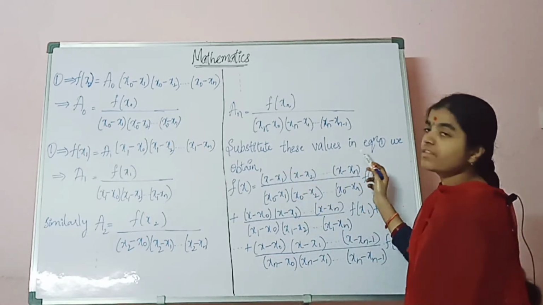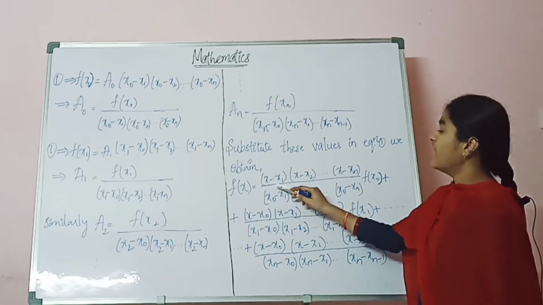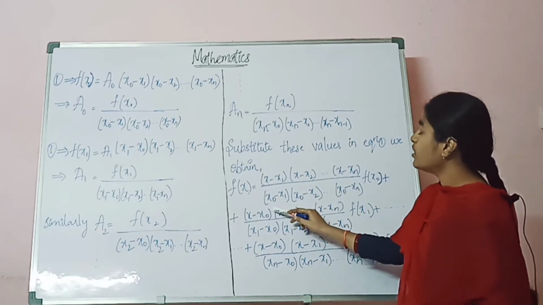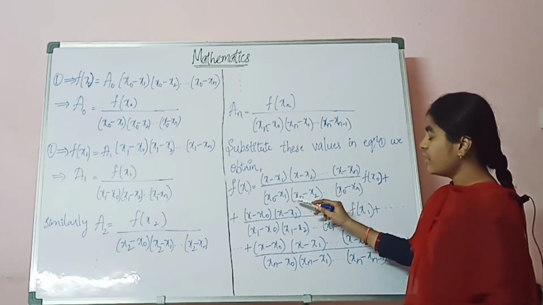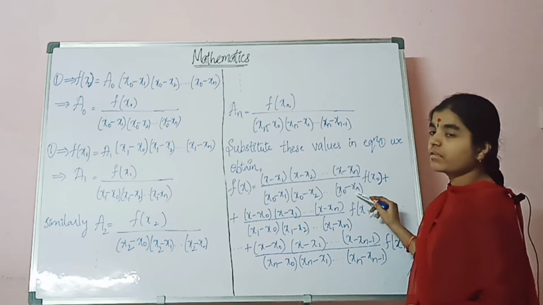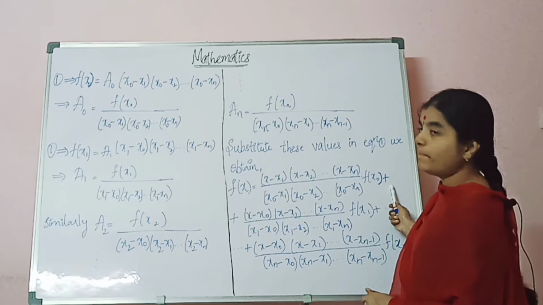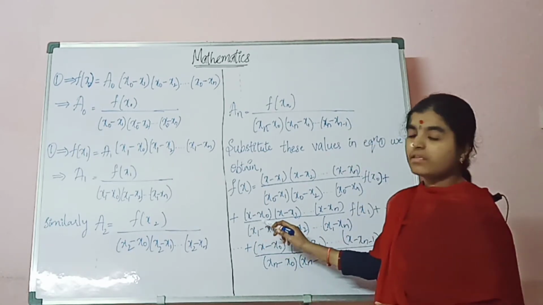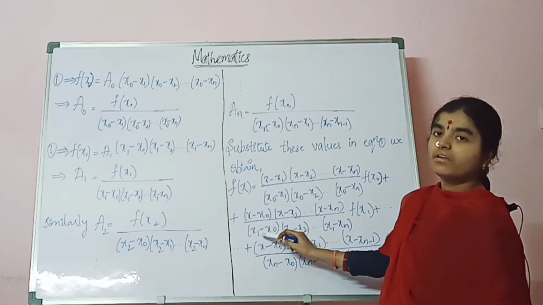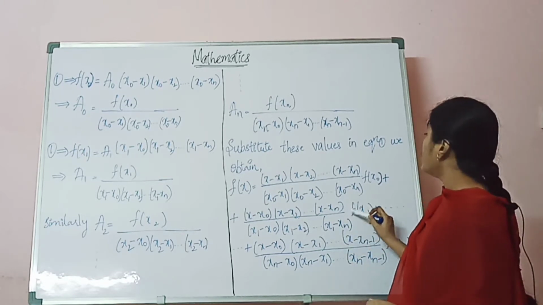So after substituting in equation 1, what we are obtaining here is f of x equals (x minus x1) into (x minus x2) so on up to (x minus xn) by (x0 minus x1) into (x0 minus x2) so on up to (x0 minus xn) into f of x0. Next, plus (x minus x0) into (x minus x2) so on up to (x minus xn) by (x1 minus x0) into (x1 minus x2) so on up to (x1 minus xn) into f of x1.